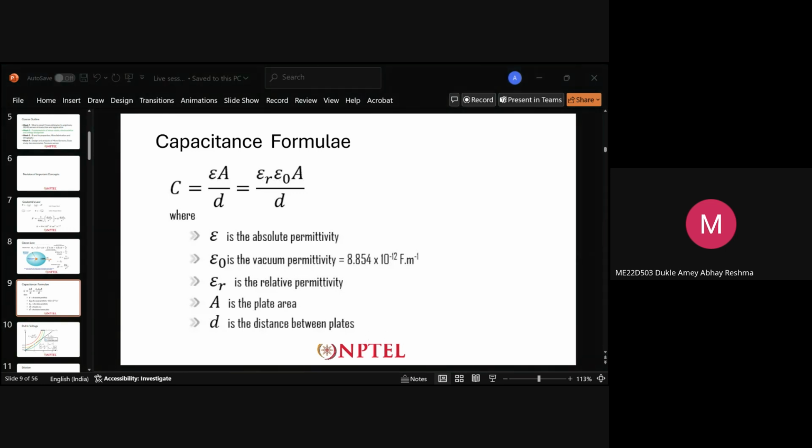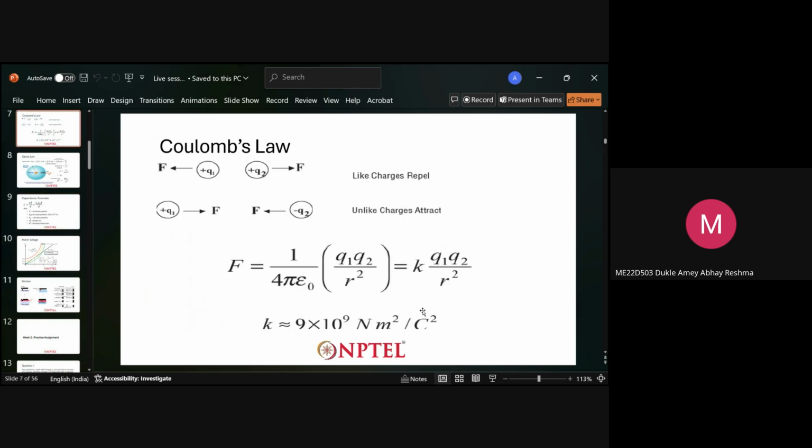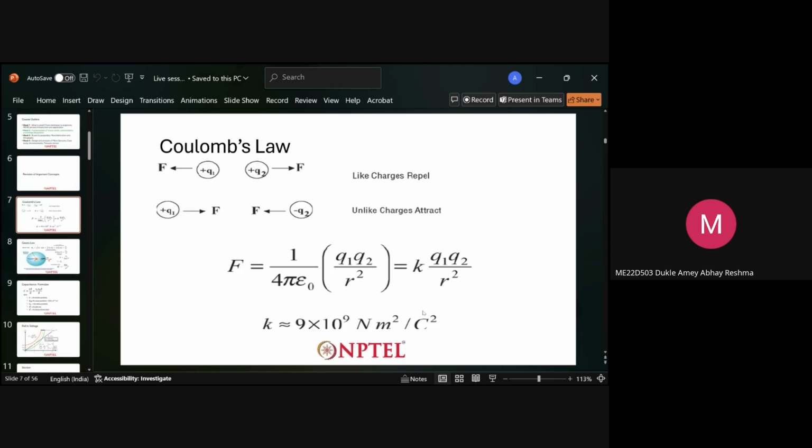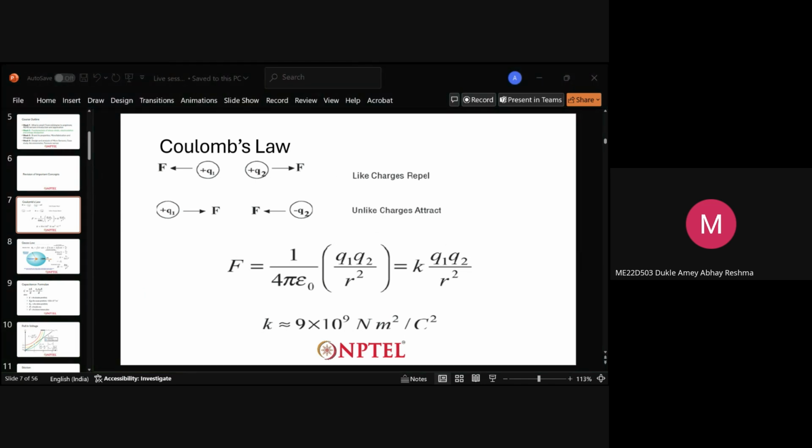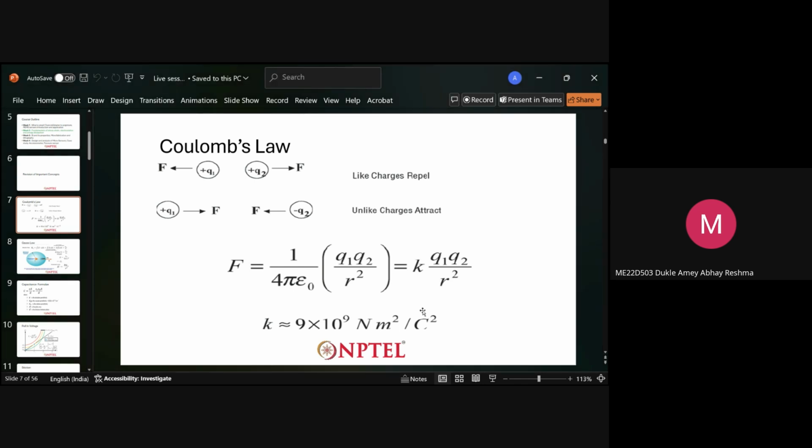Sorry for the inconvenience. We'll just start with the important concepts that we had to do. Now I'm audible. So, a few important concepts. One is Coulomb's law. Basically, Coulomb's law is the main formula which you need to know. These are the important things.